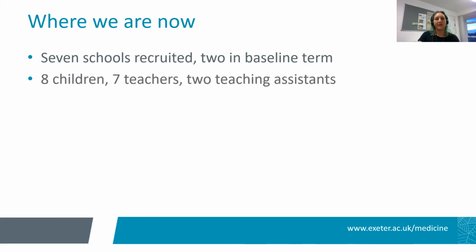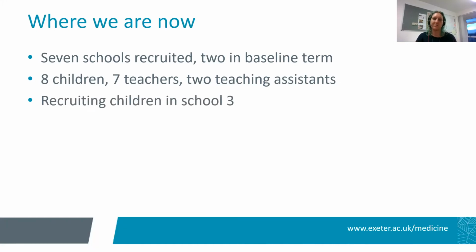We've got 8 children and 7 teachers and 2 teaching assistants. We've got 7 teachers because it's really important to allow people not to participate if they don't want to take part in the research. Collecting all this information for us as well as using the toolkit could be quite a burden for teachers. So if a teacher doesn't want to take part, but there's a child in their class who's taking part, then we try and recruit a teaching assistant instead. We're just recruiting our children now in school number 3. Tomorrow I'm off to that school to talk to their teachers and get them to sign up. And yeah, that's where we're at with the study.